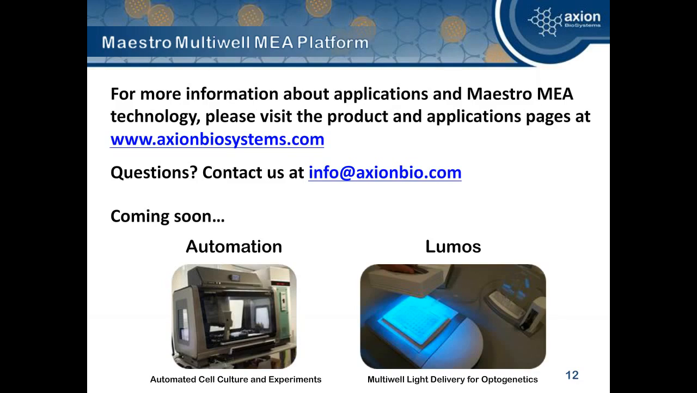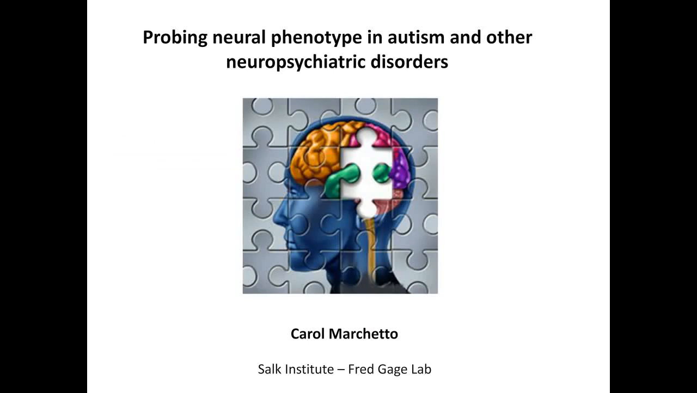Next, we'll hear from Dr. Carol Marchetto, a senior staff scientist in the laboratory of Dr. Fred Gage at the Salk Institute for Biological Studies in La Jolla, California. Carol is currently studying the behavior of different subtypes of human neurons in neurodevelopmental and neuropsychiatric diseases such as autism spectrum disorders and schizophrenia. I will now turn it over to Dr. Marchetto for her presentation about network-level signaling in an in vitro autism model.